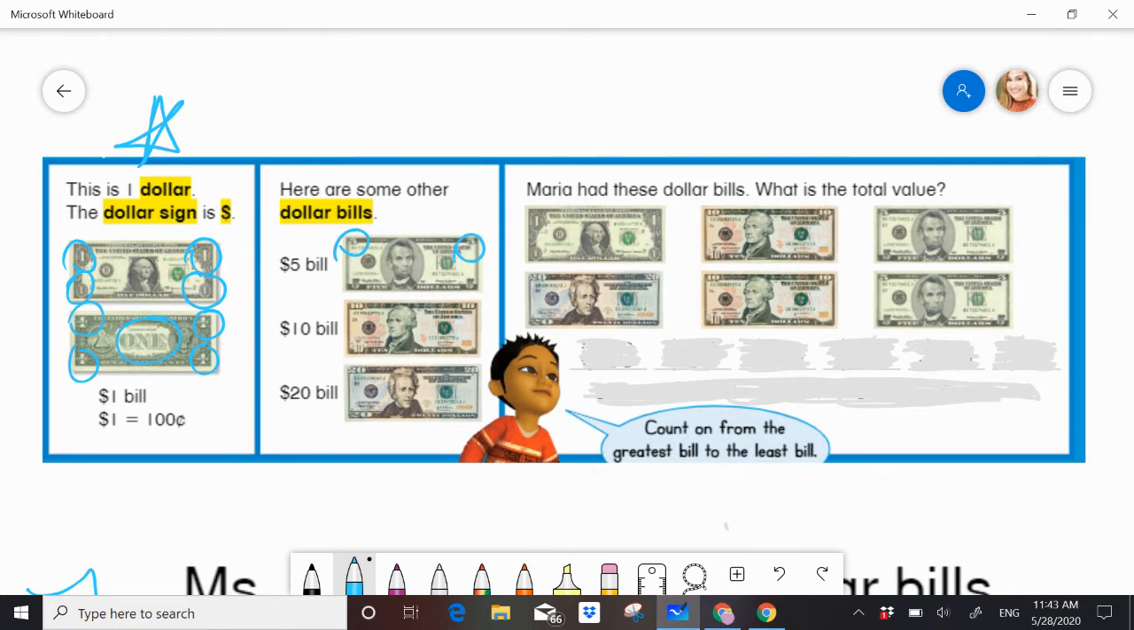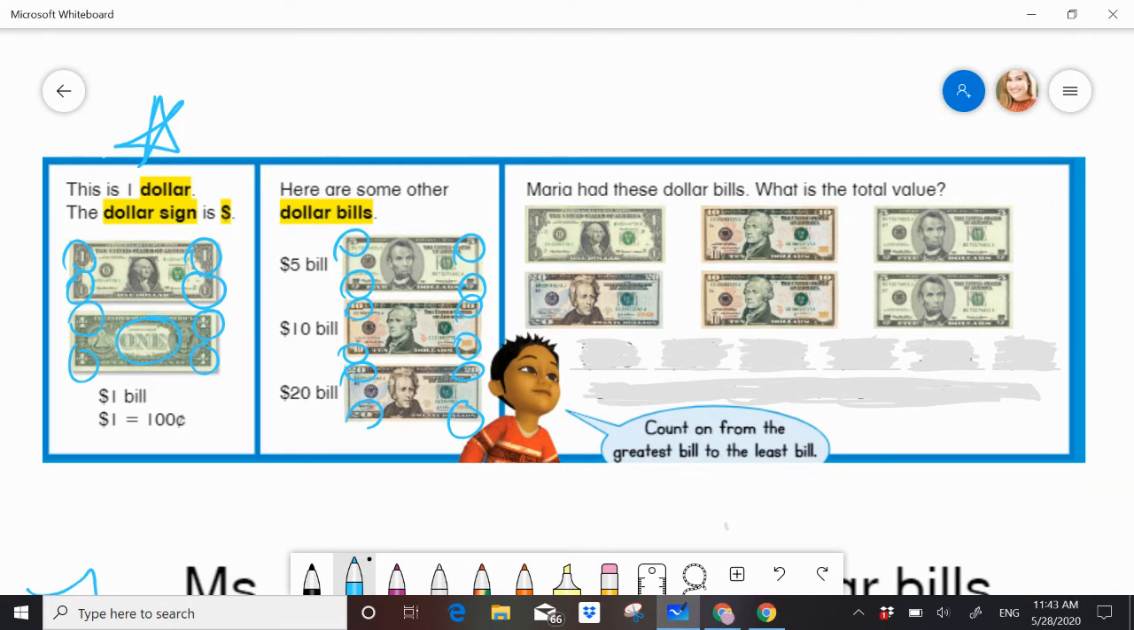Here are some other dollar bills. There's a $5 bill. It has 5s in the corner. There's a $10 bill. It has 10s in the corner. There's a $20 bill. It has 20s in the corner. And you can go even higher than that, but for second grade, we're just going to go up to the $20 bill.